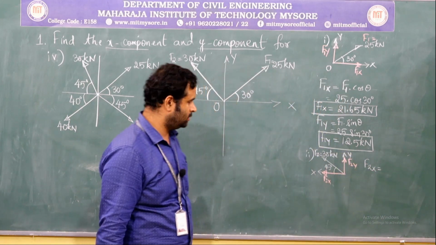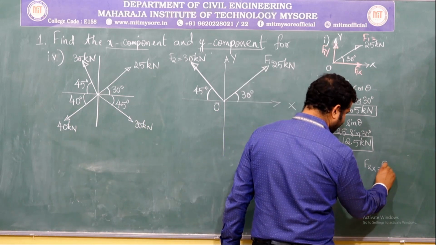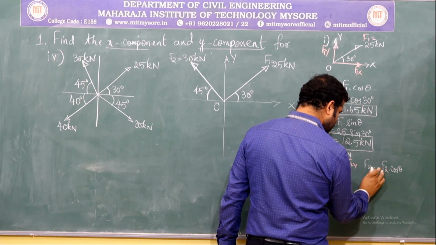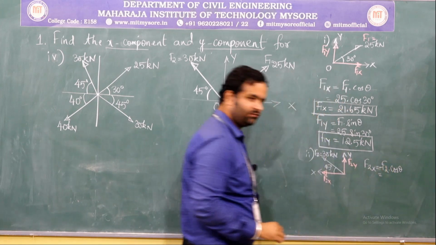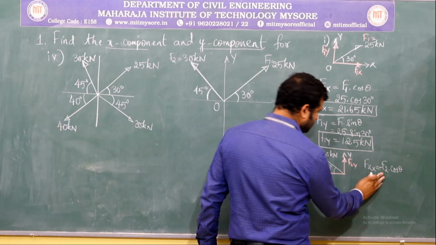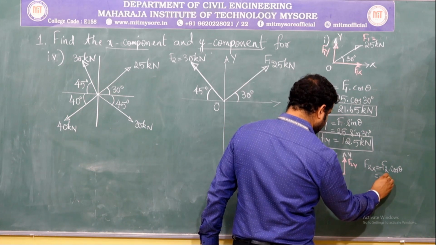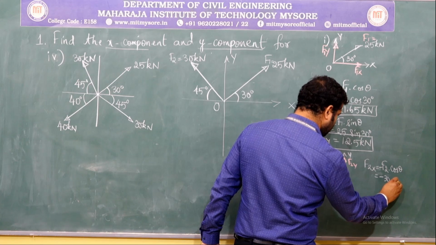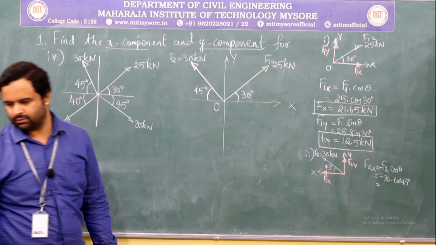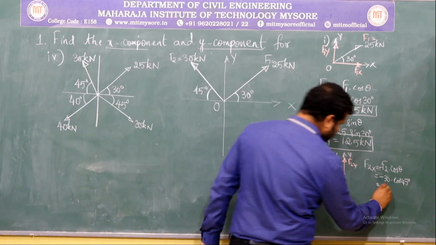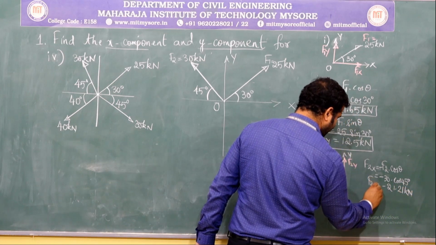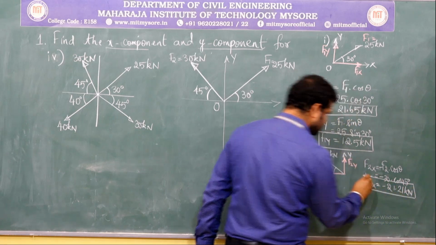F2x is equal to F2 cos theta. Here you have to write minus, F2x is equal to minus, because it is measured towards left. So the sign convention is minus. That is equal to minus 30 into cos 45, which is equal to minus 21.21 kilonewton. This is F2x.